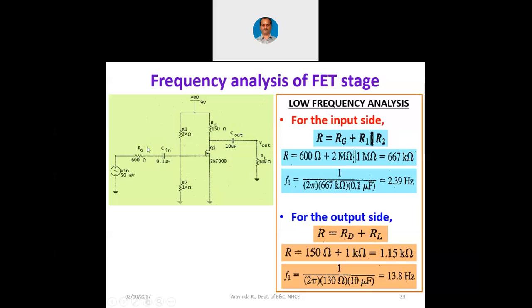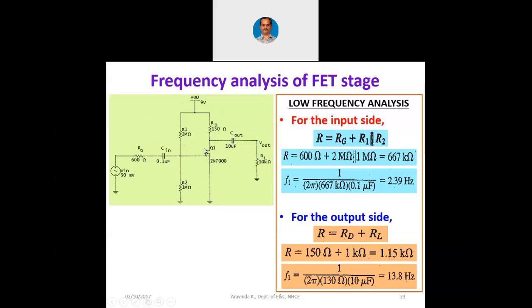Here you can see the input voltage given is 50 millivolts and there is a source resistance of 600 ohms. Then we have a 0.1 microfarad capacitor for input signal coupling. Then we have R1 and R2 as 2 megaohms and 1 megaohm. Here the source is directly connected to ground because we can always connect it to ground in the AC analysis because of the bypass capacitance there. Then we have the drain resistance of 150 ohms, then an output capacitance of 10 microfarad, then a load resistance of 10 kilohms.